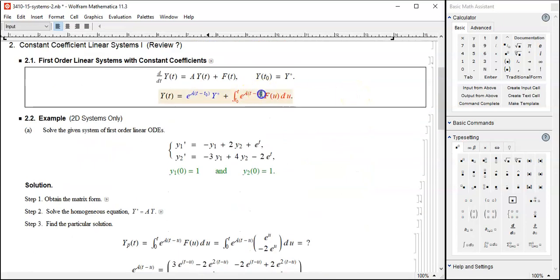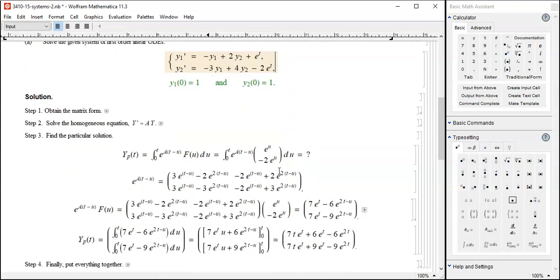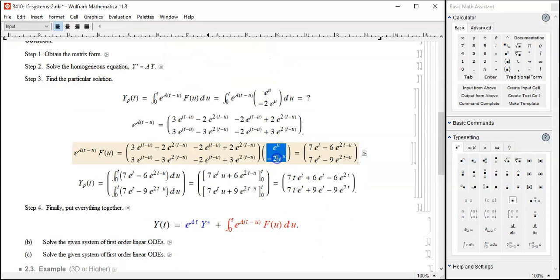So what is the formula here? We have to multiply this times that. And then f of t is given like this, e to the t power, negative 2 e to the t power. I want f of u, not t, so you have to replace those characters to u, which I did here. And then take this matrix multiplication here, and then you get the conclusion like this.